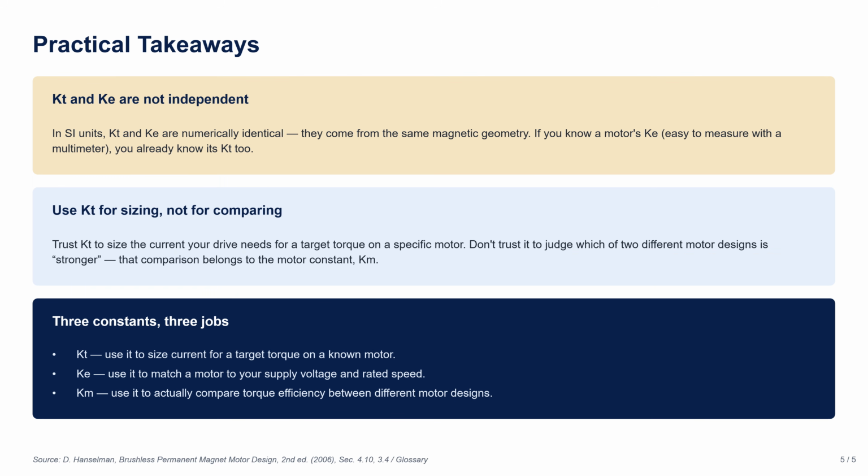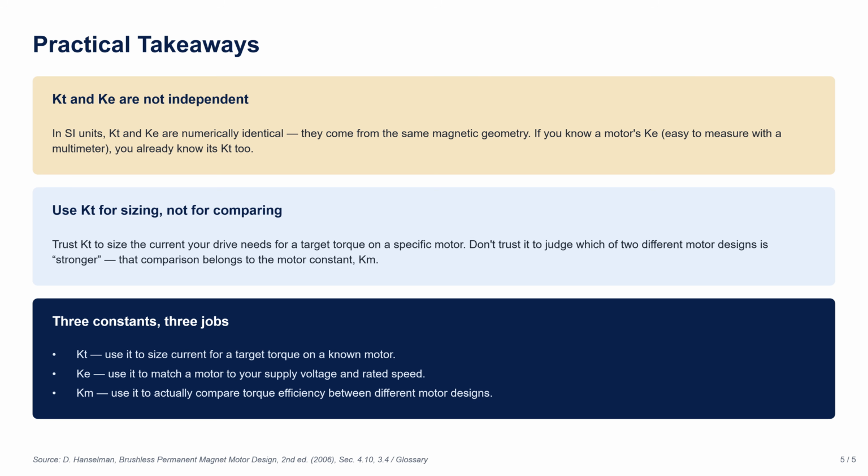Let's bring this together. First, kT and ke are not independent constants. In SI units, they are numerically identical because they come from the exact same magnetic geometry. If you already know a motor's ke, easy to measure with nothing more than a multimeter, you already know its kT too. Second, use kT for sizing, not for comparing. Trust it to size the current your drive needs for a target torque on a specific, already chosen motor. Don't trust it to judge which of two different motor designs is stronger.